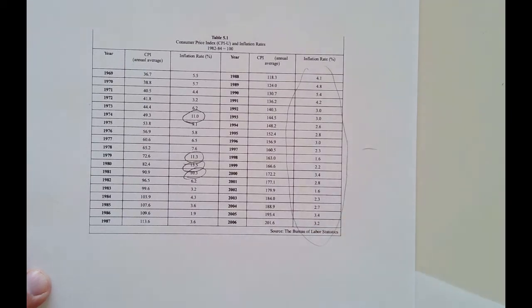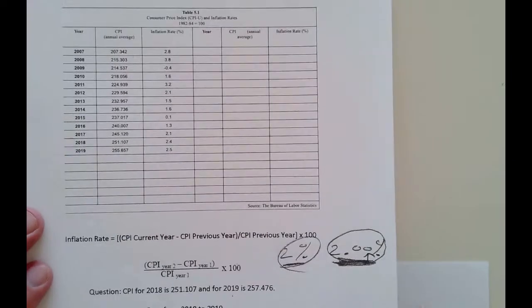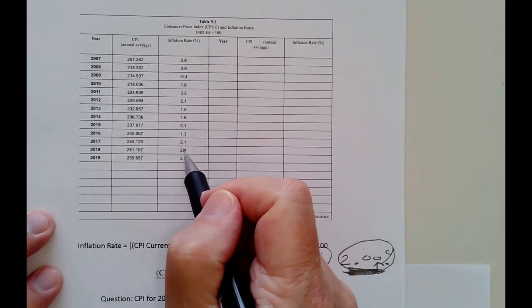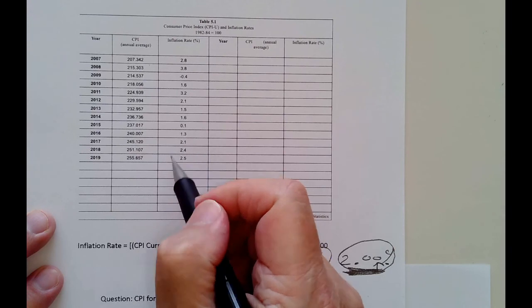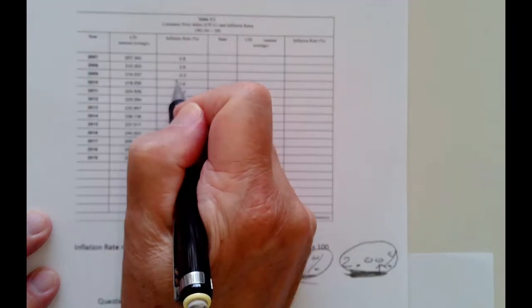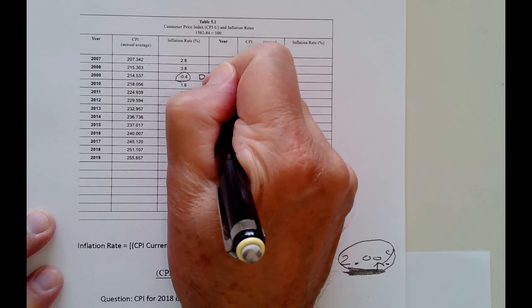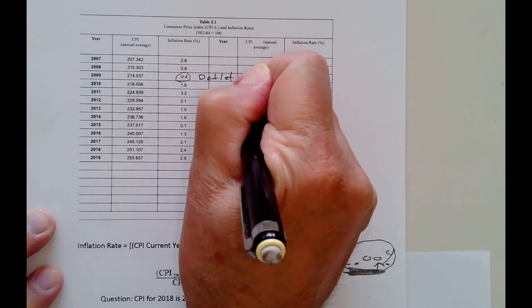And then go closer to our time. You can see the numbers are pretty good. Lately they're about 2.1, 2.4, 2.5, all pretty good numbers. Notice we have a negative number there. That's deflation. And I think that's the only negative number on all these charts.